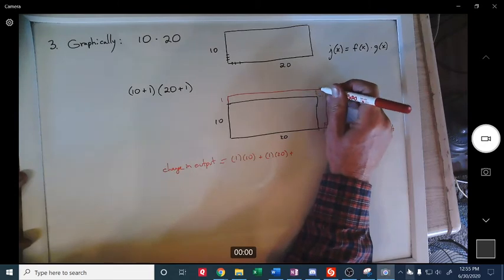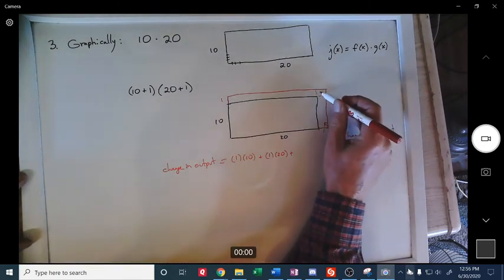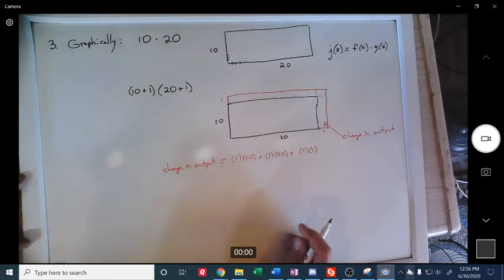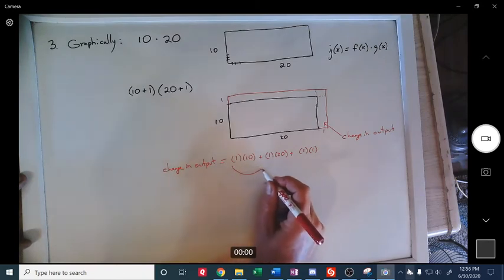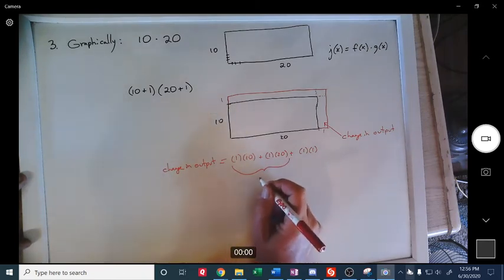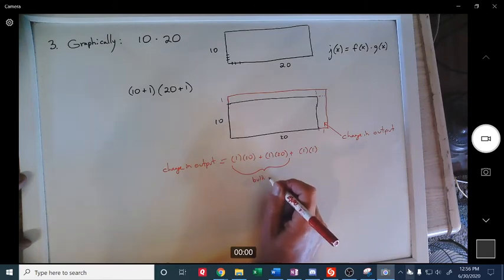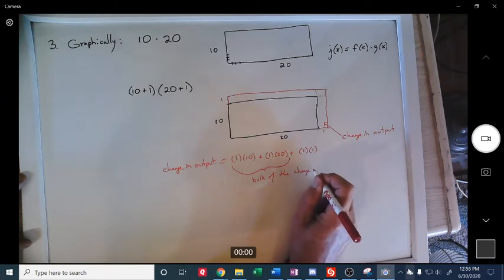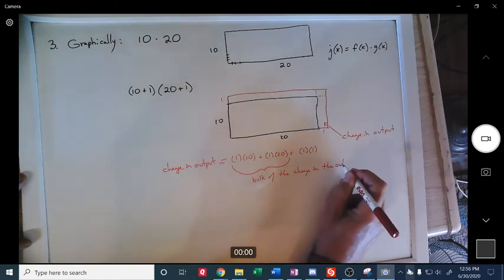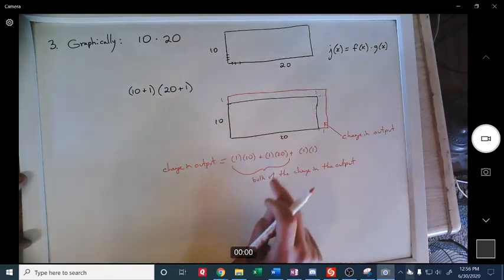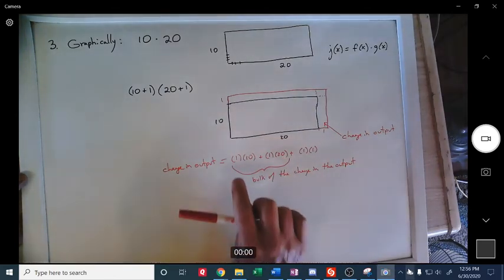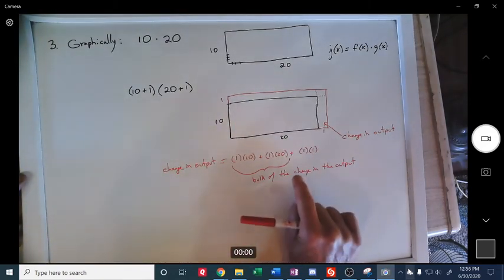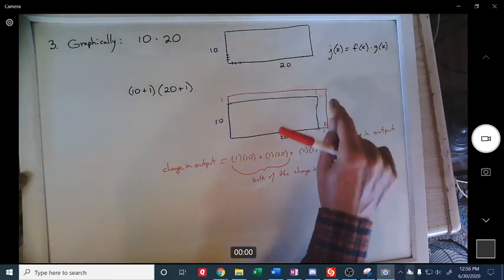And that's this one right here. And then you have this one more rectangle right over here. That's a 1 by 1 rectangle. Now, we say the bulk, most of the change in the output is coming from right here: how much one of them changed times the previous value of the other, and then how much the other thing changed multiplied by the other thing.